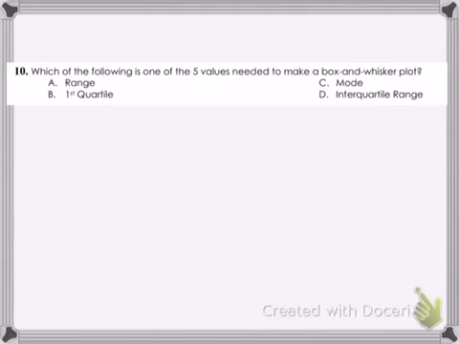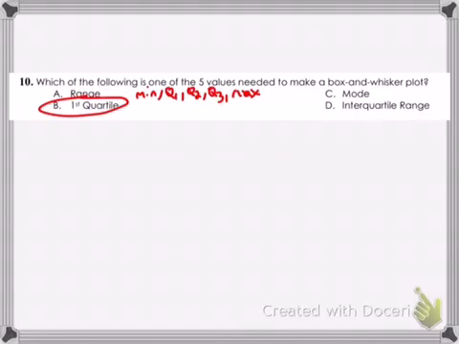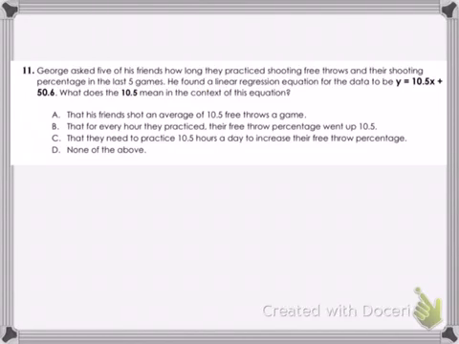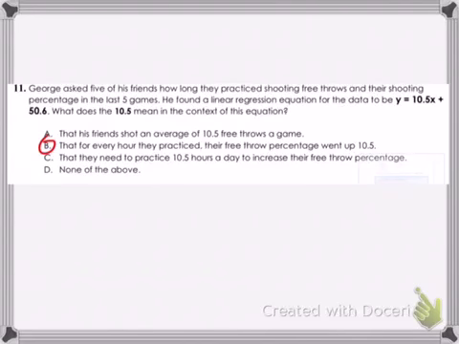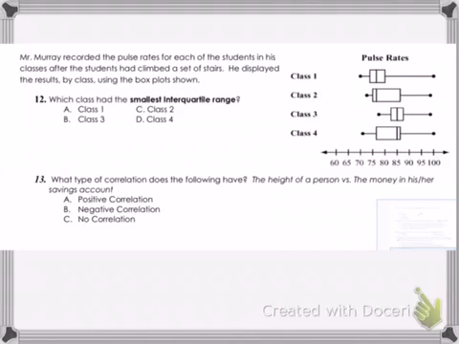Which of the following is one of the 5 values needed to make a box and whiskers plot? First quartile. You need the minimum, first quartile, second quartile, third quartile, maximum. George asked 5 of his friends how long they practiced shooting free throws and their shooting percentage in the last 5 games. He found a linear regression equation for the data to be y equals 10.5x plus 50.6. What does 10.5 mean in context of the equation? That for every hour they practiced, their free throw percentage went up 10.5%.